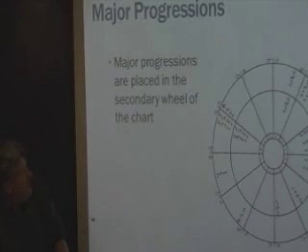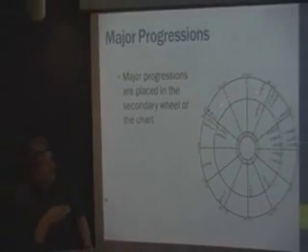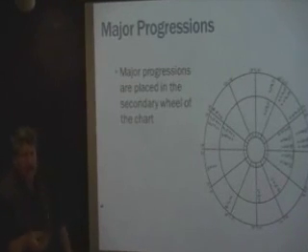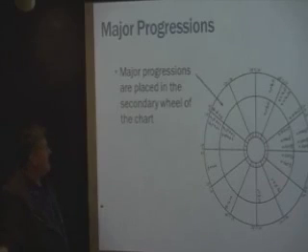So major progressions, when we're looking at a chart, if we're looking at a 2-wheeled chart, the inner wheel is the natal chart, and the outer wheel is the major progressions. And generally on that chart, we make a note of what day the chart is progressed to. It's a very good thing to have. So there you have the outer wheel.